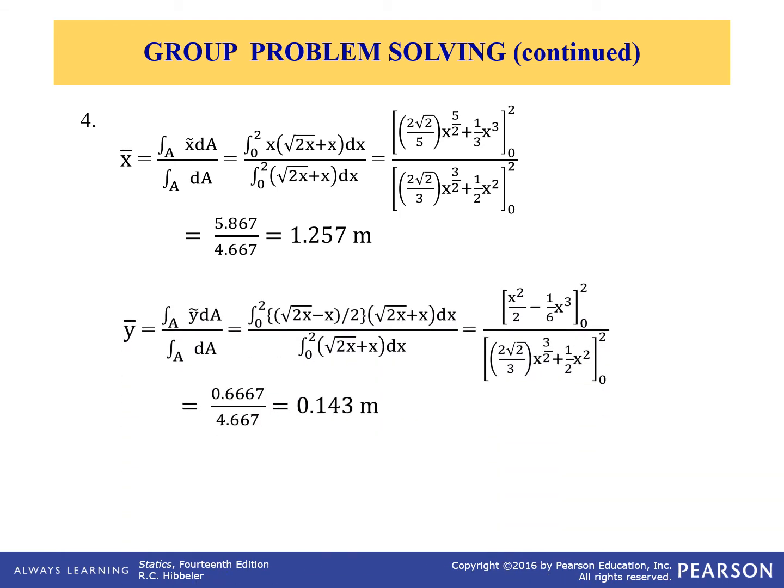Right, so we repeat the same process for y bar. Same dA is on the bottom, right? On the top, we're going to have y bar dA. So we have the y bar term, we have the dA term, we plug those values in, and we solve, and we get 0.143. So with that, there's the x bar and the y bar for the entire funny shape that we have.